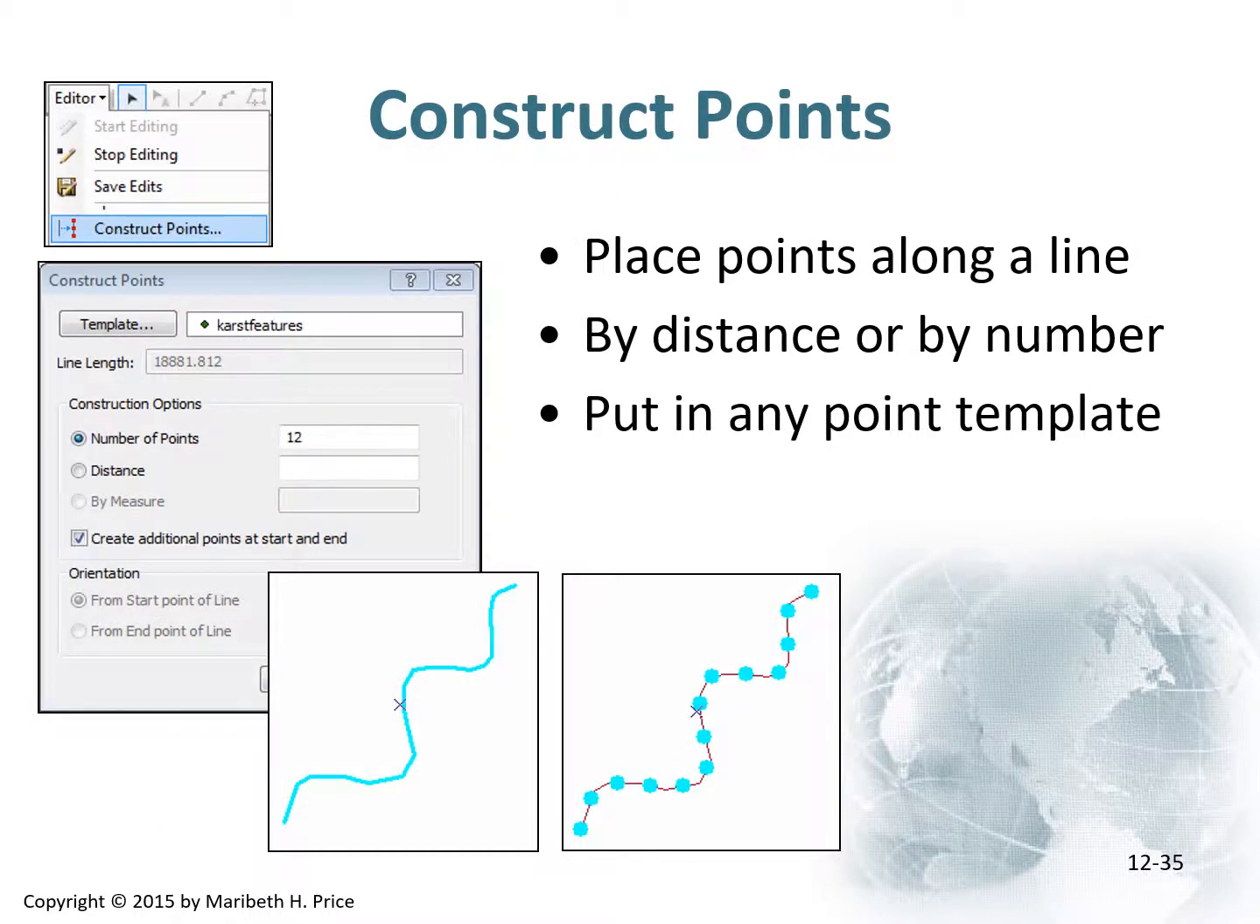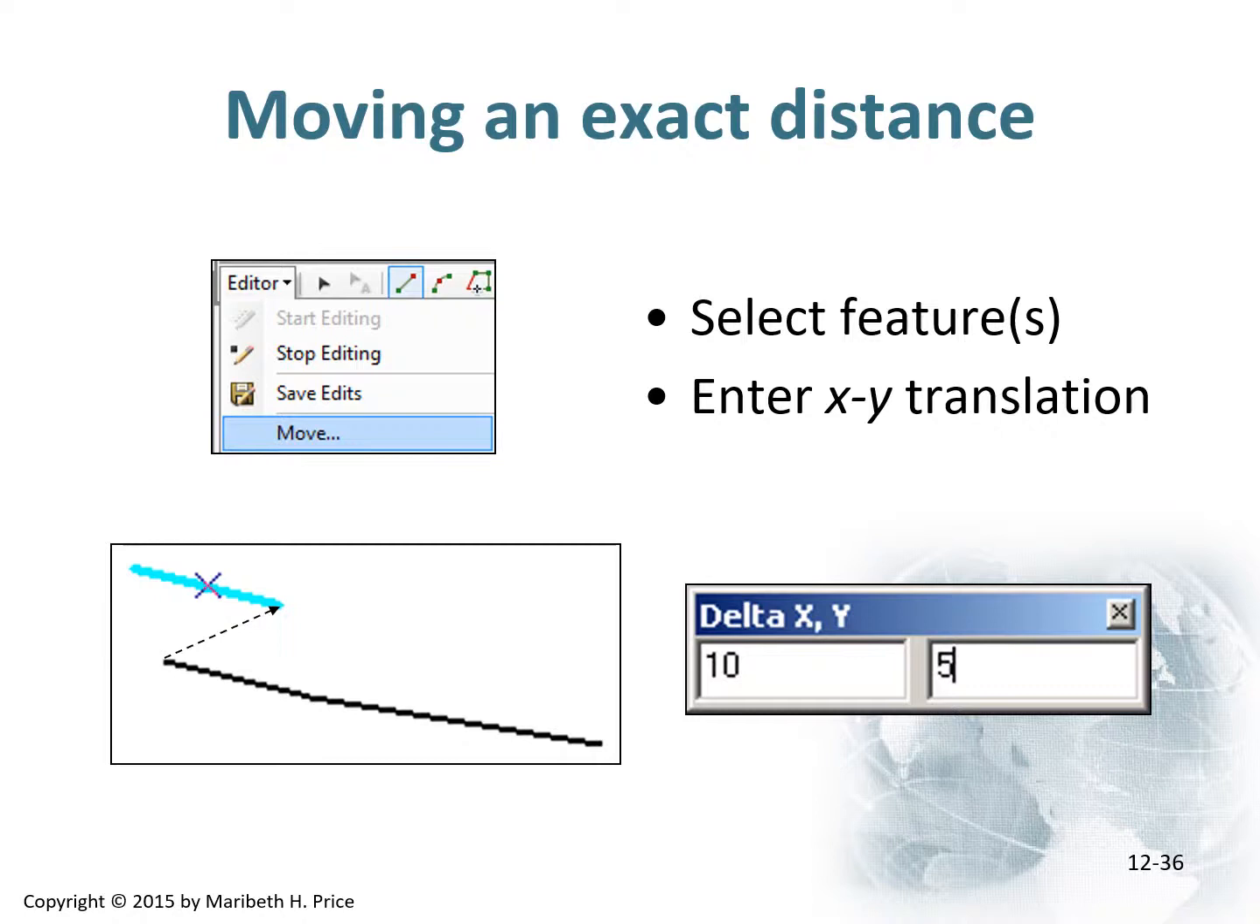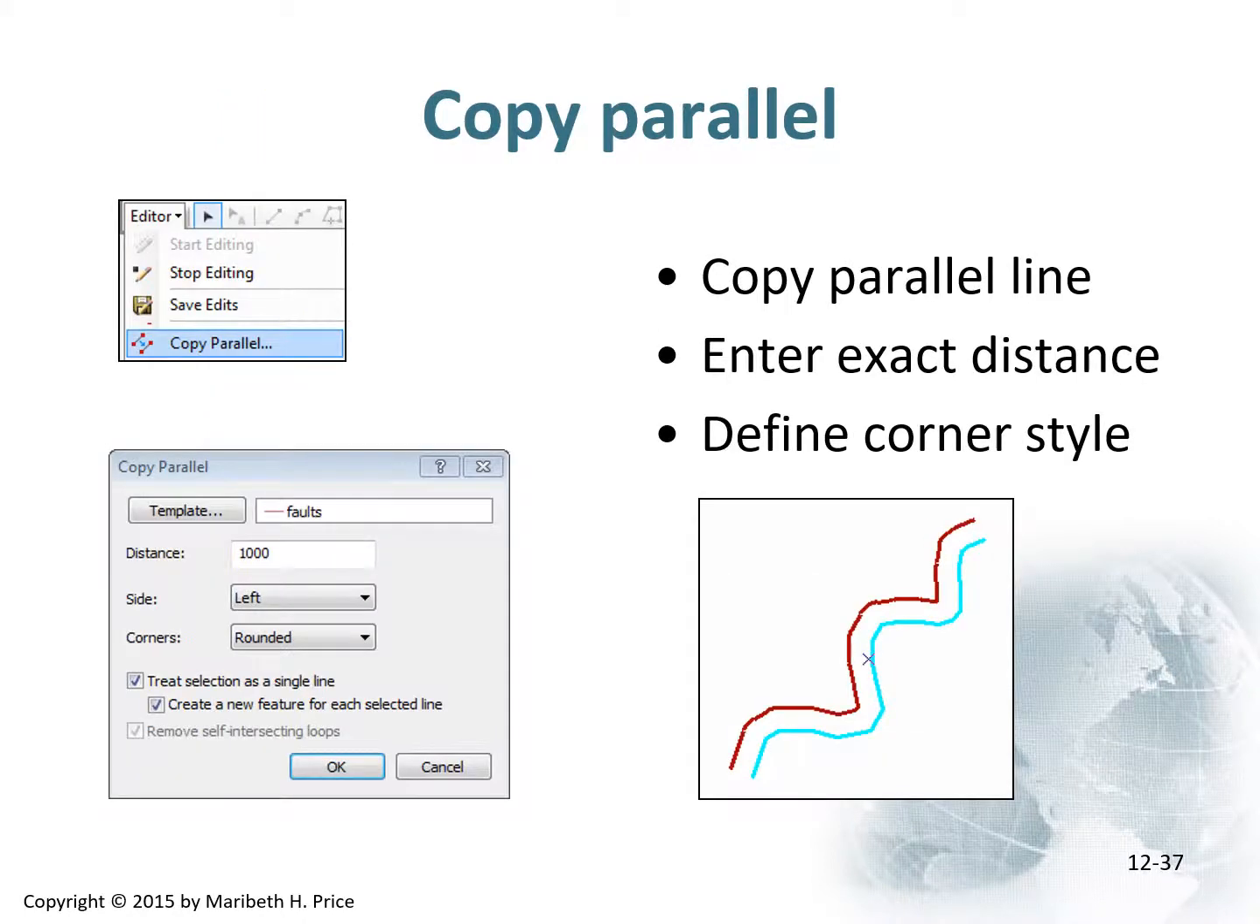You can also construct points, place points along a line by distance, any number of things there. You can move an exact distance from the editor. Just hit the move option, tell it how far you want it to go, and it'll go that far. Copy parallel is another one.